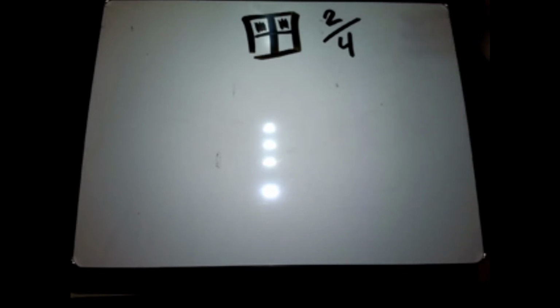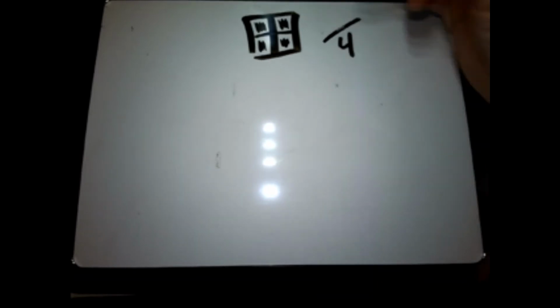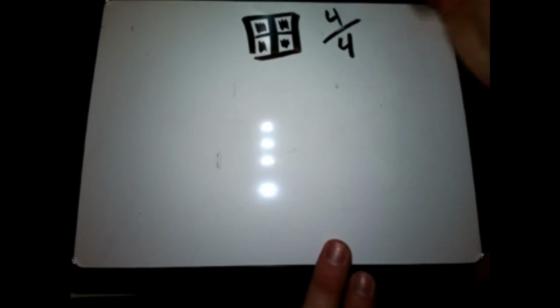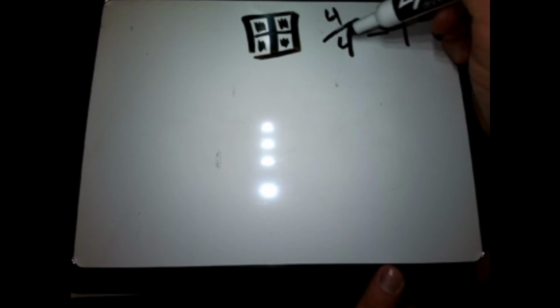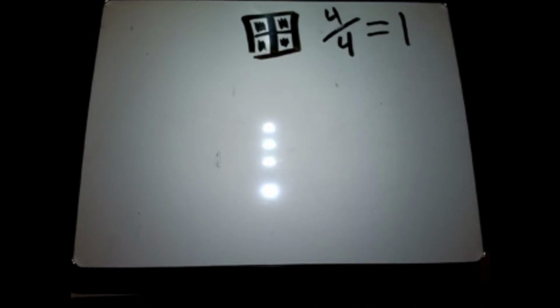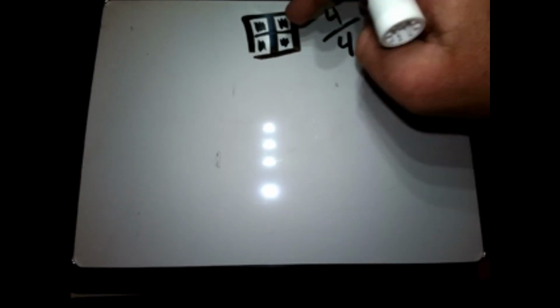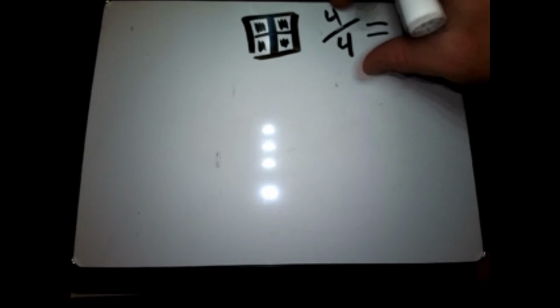Now, if I was to shade it in all the way, I could change this 2 to a 4. Now suddenly I have 4 over 4. That also equals the number 1, because 4 goes into 4 one time. That would make this square and this fraction both equal a whole number. That would be this number 1 here.